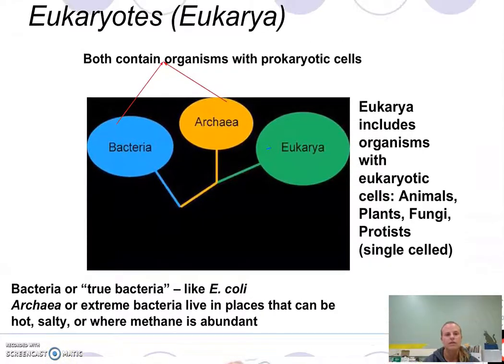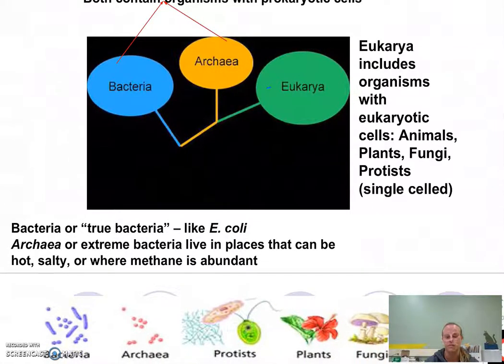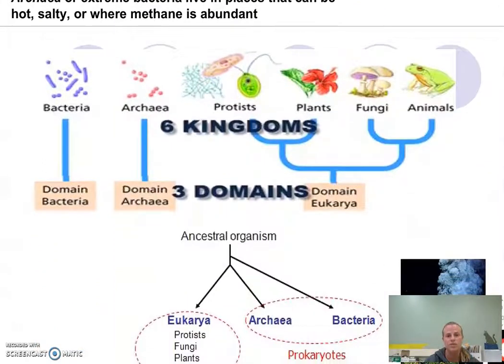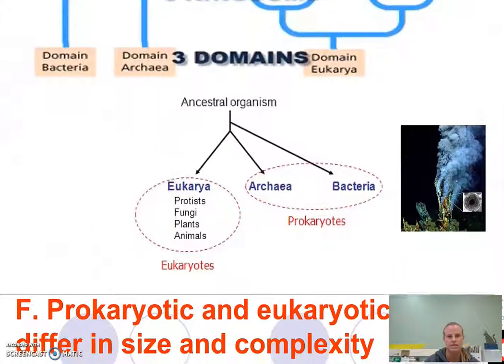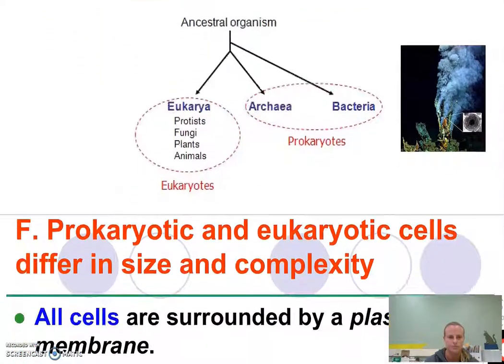The archaea domain contains bacteria that can exist in extreme conditions, for example, on thermal vents or in icebergs. But the bacteria and archaea domains both contain prokaryotic cells. So life used to be divided into these six kingdoms, but now scientists have condensed it down to these three domains. And that's how you see where they get the division between prokaryotic organisms and eukaryotic organisms.